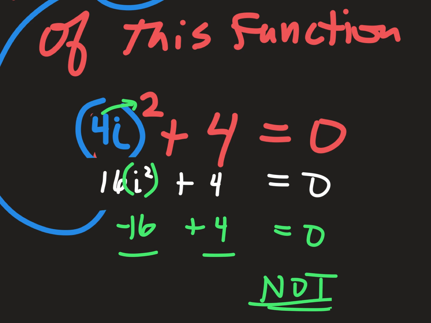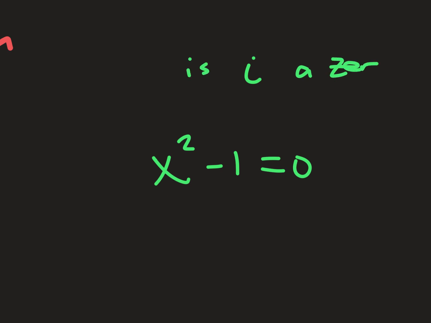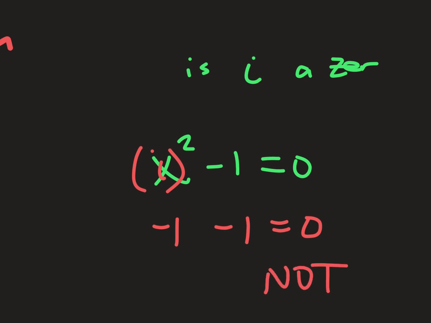Here's the most common mistake on these. If I said, is I a 0? People know that they should stick the I in. Everybody knows that. It's the squaring it part. So, what is I squared? -1. And what is -1 minus 1? Is it really 0? See? That's not 0. -1 minus 1 is not 0. So this is not a 0.